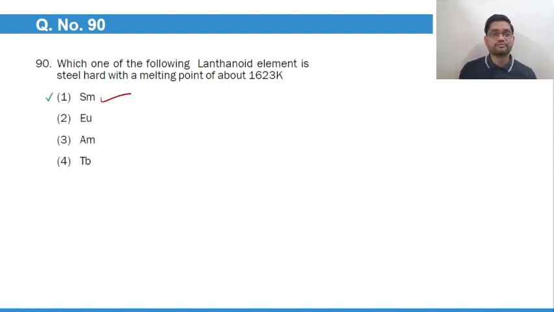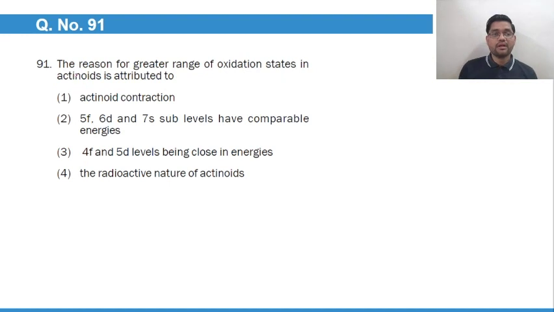91. Now, the reason for the greater range of oxidation states in actinides is attributed to this. That is 5f, 6d and 7s subshells have comparable energies. Because they have comparable energies, they have variable oxidation states. So we'll go with 91. Option number 2 will be the best answer.